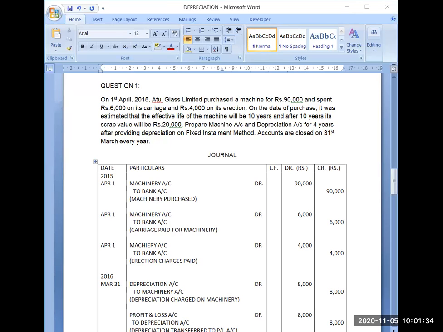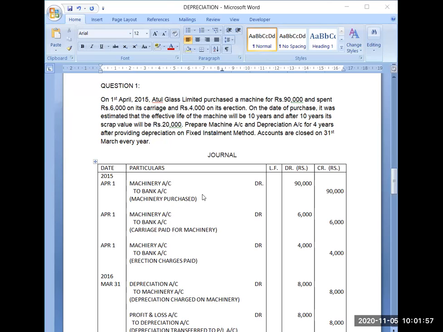We were doing depreciation, and yesterday we discussed the journal entries for depreciation, how we will do the accounting of depreciation that we have learned. We have done this question. With the help of this question, you have revised the entries. However, you are much more familiar with these entries now.